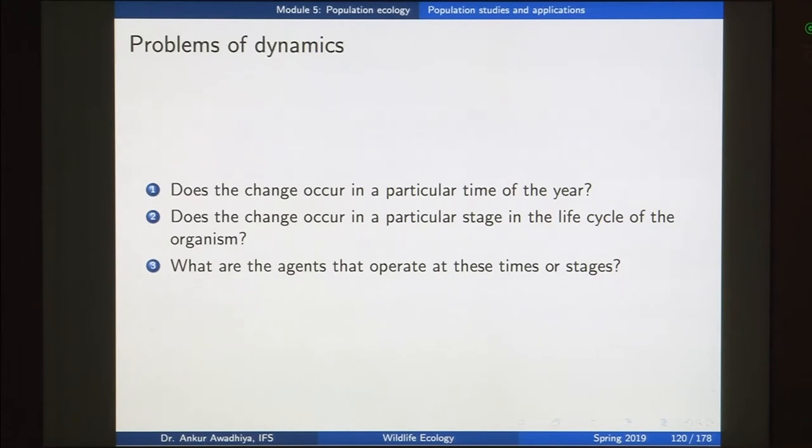The second question is, does the change occur in a particular stage in the life cycle of the organism?